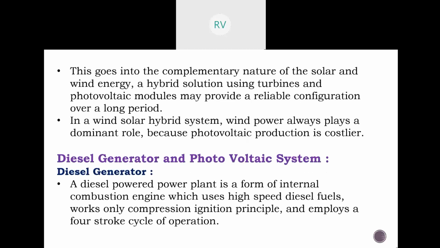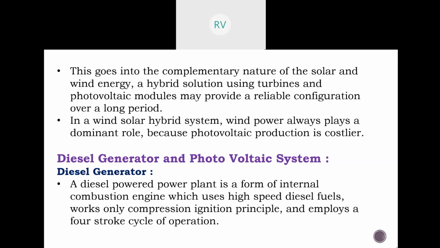This goes into a complementary nature of the solar and the wind energy. A hybrid solution using the turbines and the photovoltaic modules may provide a reliable configuration over a long period. So he's saying that if you are doing this, then these are just complementary, right? Before the sunset, the sun will be taking over, that is the PV system will be taking over. And after the sunset, because of the strong winds that are flowing, the wind energy can take over.